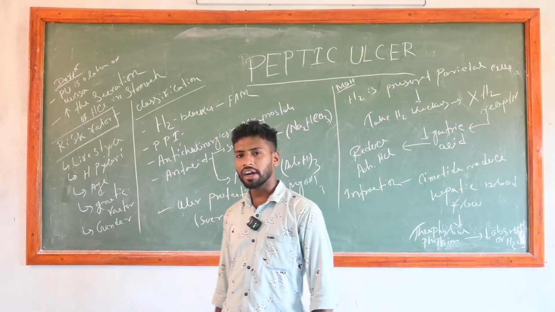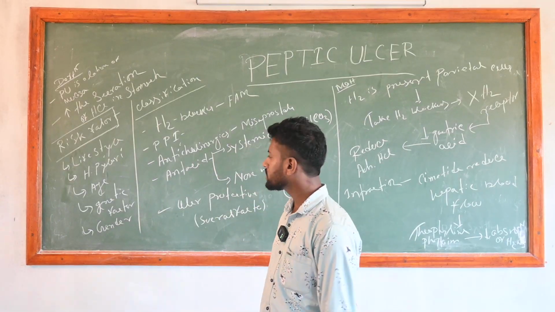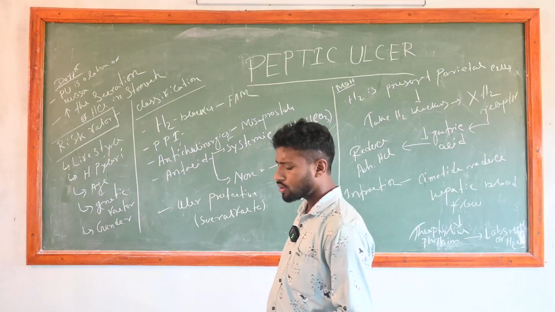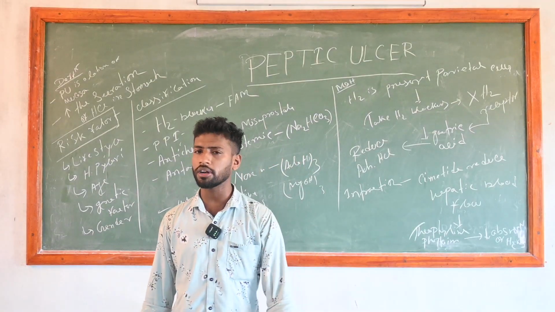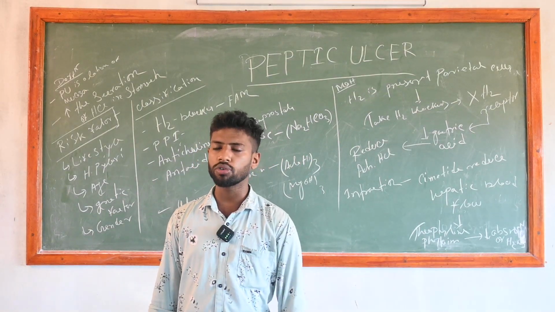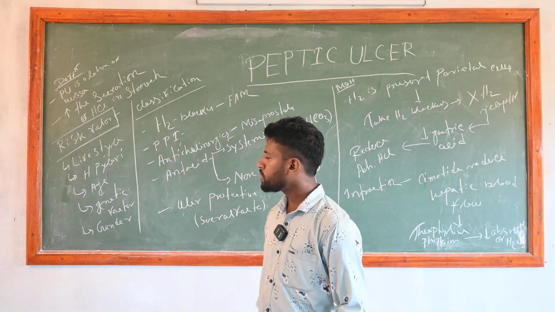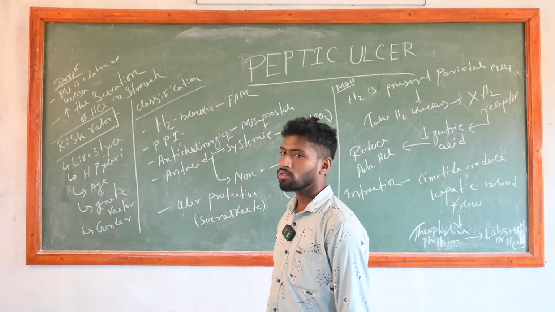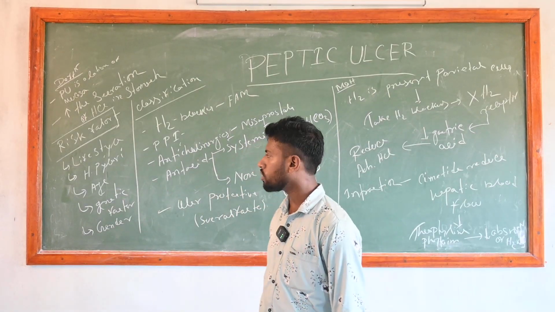Now the third classification is the anticholinergic drugs. What is anticholinergic? These drugs block the cholinergic receptors, like Misoprostol, which is also a mucosal protective, but it is also used in oral contraceptive pills.